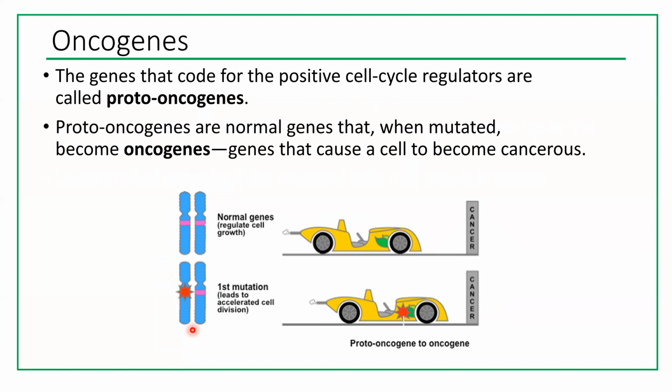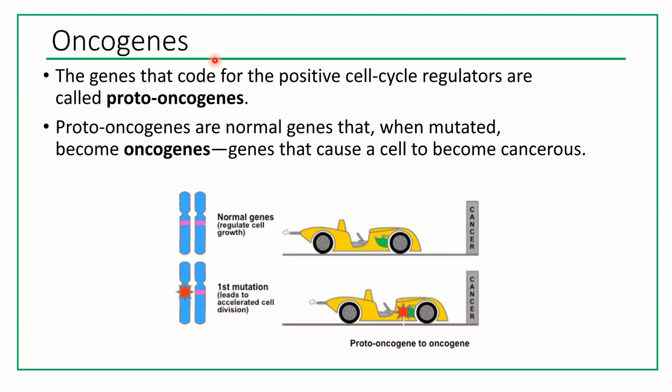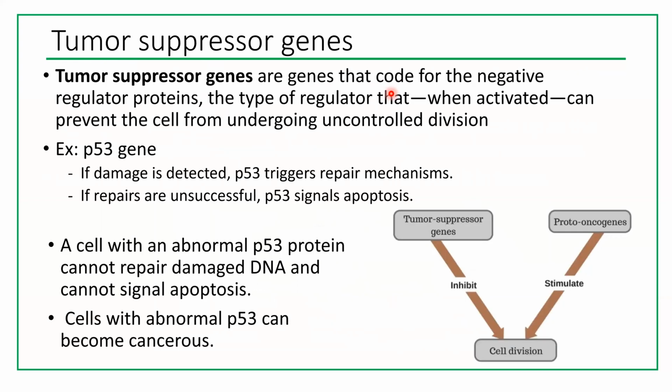But fortunately, we have other genes that prevent cells from dividing. Those genes are called tumor suppressor genes. So proto-oncogenes positively control the cell cycle, which means they promote division. Tumor suppressor genes code for negative regulatory proteins. So they prevent cells from dividing. This type of regulation, when activated, can prevent the cell from undergoing uncontrolled division.